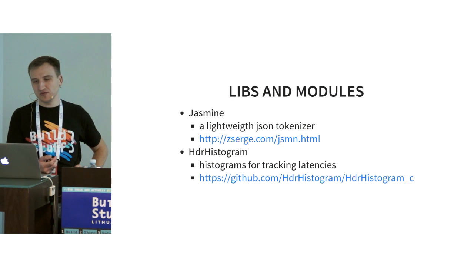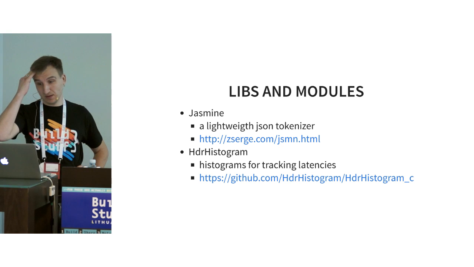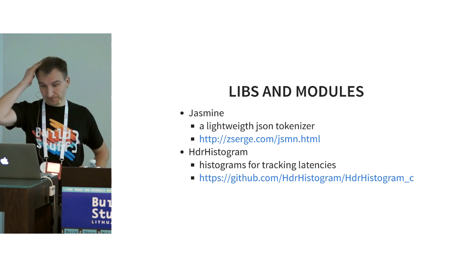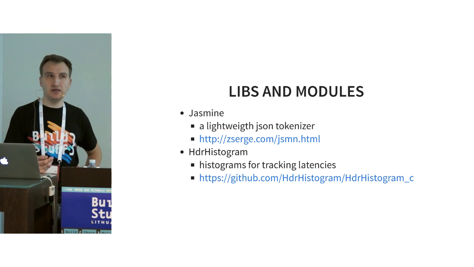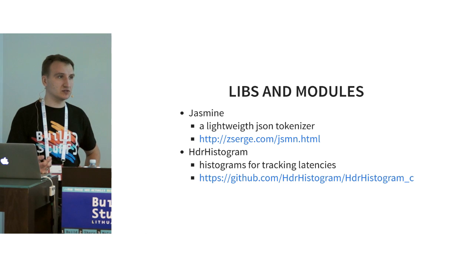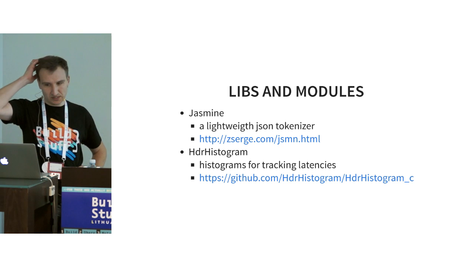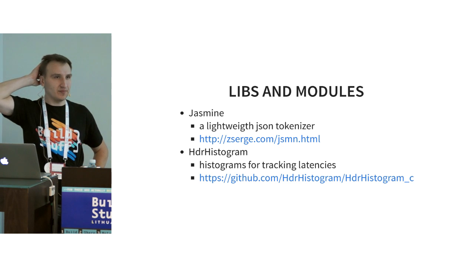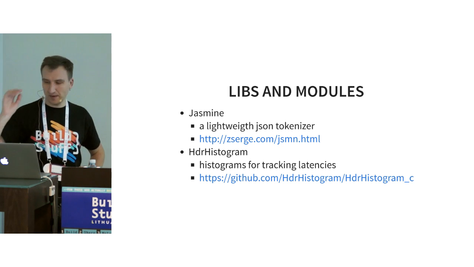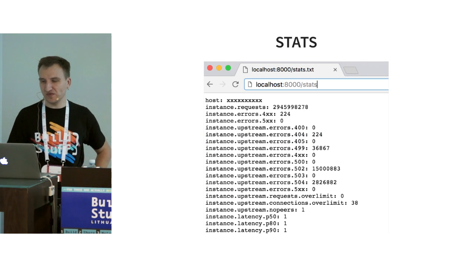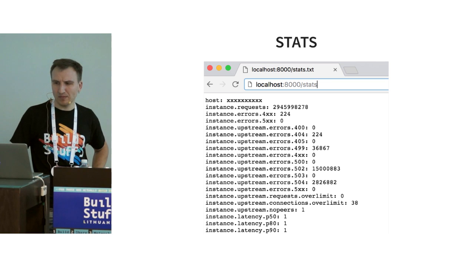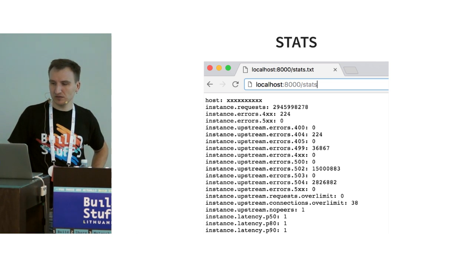For the request response parsing, we used Jasmine, a lightweight JSON tokenizer, and HDR histogram for the latency tracking. Any users of HDR histogram in Java or C# here? Cool. So basically, it's quite a cool lib for calculating percentiles in a very efficient way. All the stats provided by the endpoint for each load balancer.